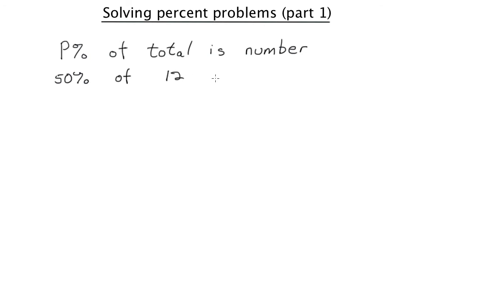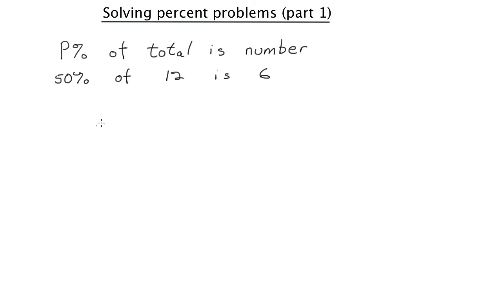First thing to know about percent problems is that they all follow the same structure. They all look the same. It all comes down to something like this: P percent of, where P is just some number, P percent of some total amount is some other number. A simple example of that would be 50% of 12 is 6.